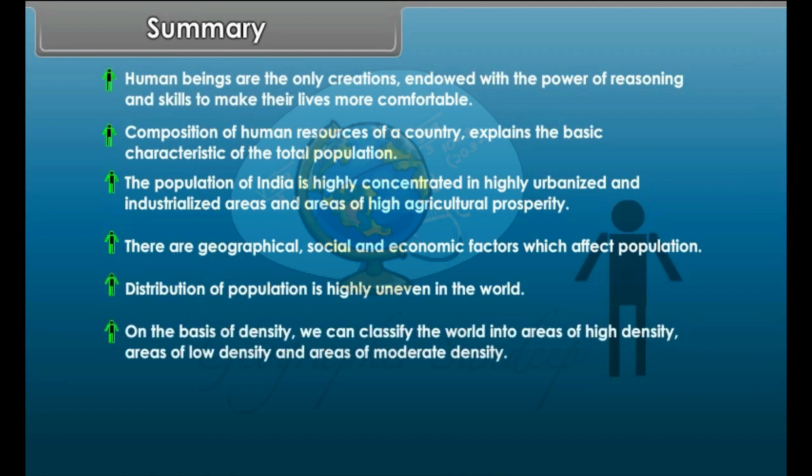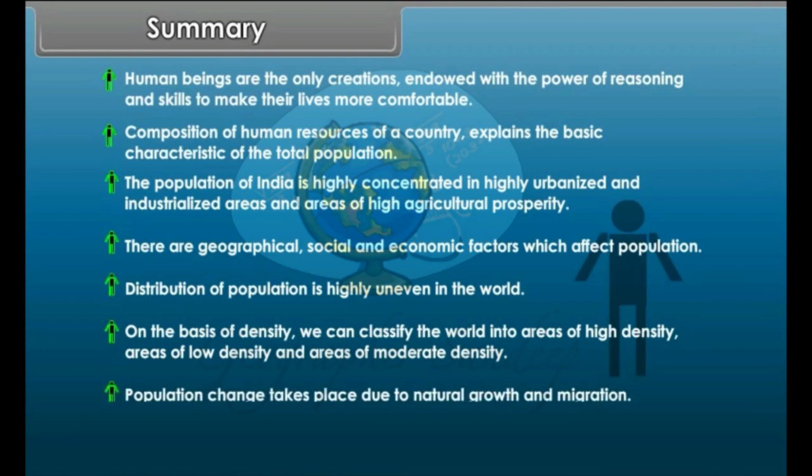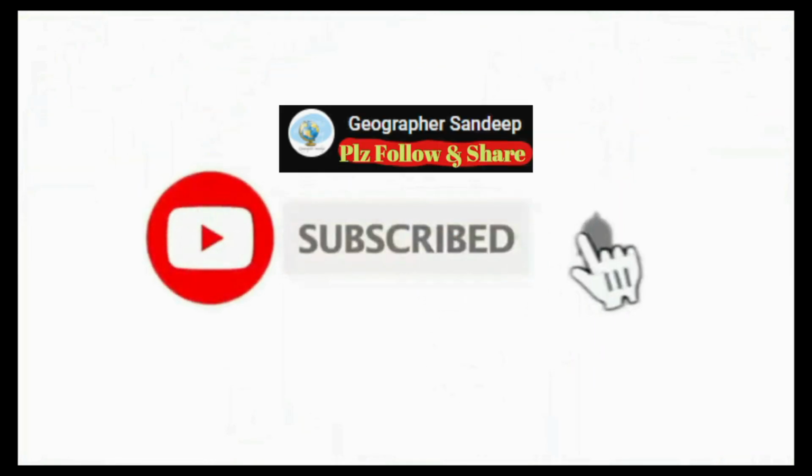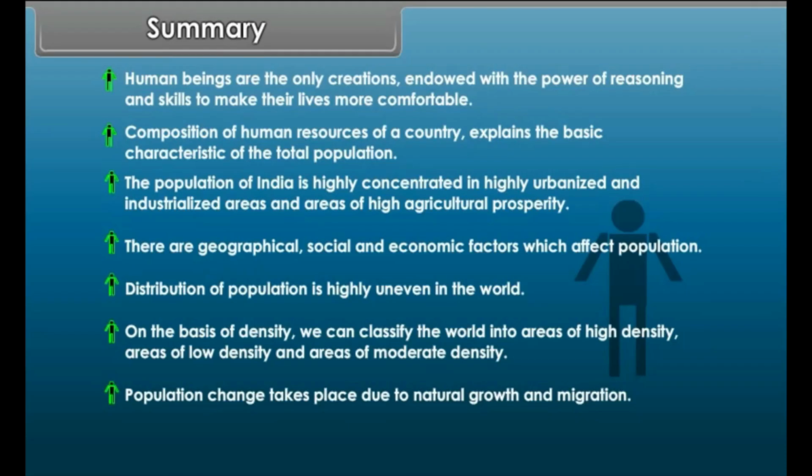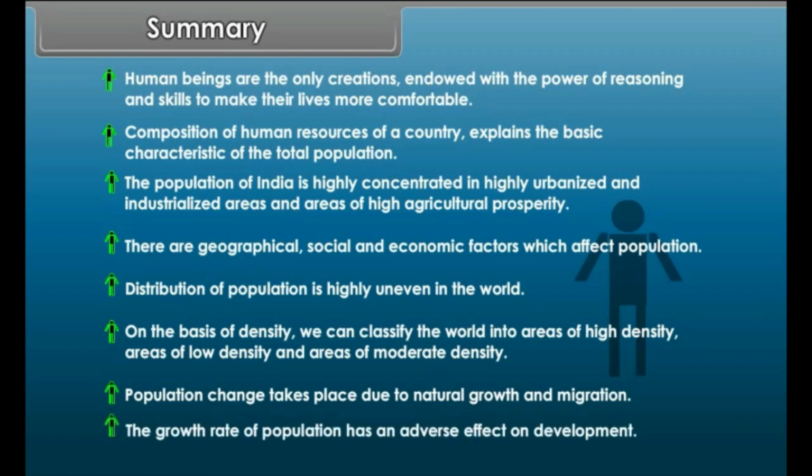On the basis of density, we can classify the world into areas of high density, areas of low density, and areas of moderate density. Population change takes place due to natural growth and migration. The growth rate of population has an adverse effect on development.